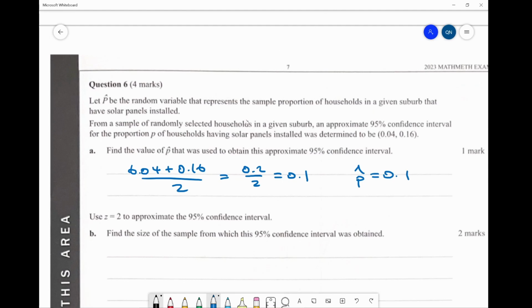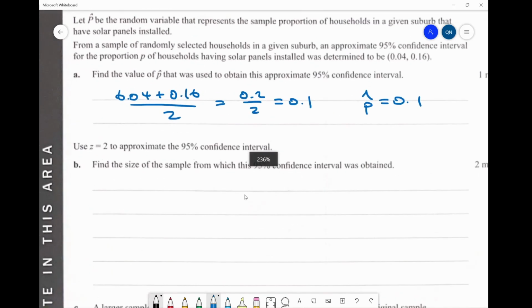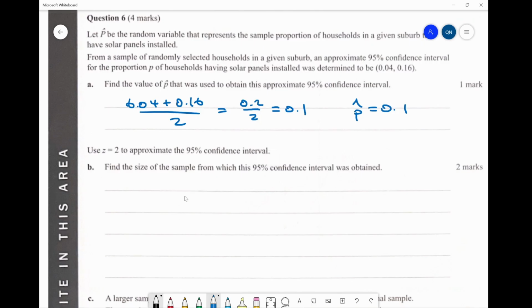Using z equals 2 to approximate the 95% confidence interval, we want to find the sample size from which this 95% confidence interval was obtained. I think the first time I recorded this, I tried to use decimals and that didn't work out well, so I switched to fractions, which is a lot nicer. Knowing that, I'm going to use fractions from the get-go, just to avoid the pain and confusion. So what's the margin of error formula? It's equal to the z-score times the standard deviation, so z times the square root of p hat (1 minus p hat) divided by n. We use this because it has the n over here, which we can use to solve for the sample size.